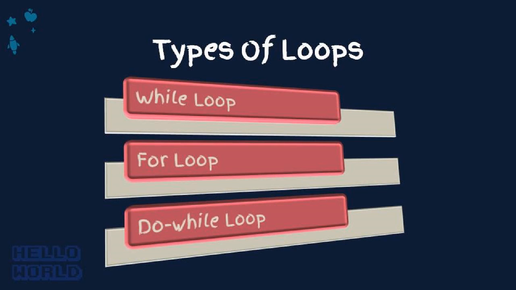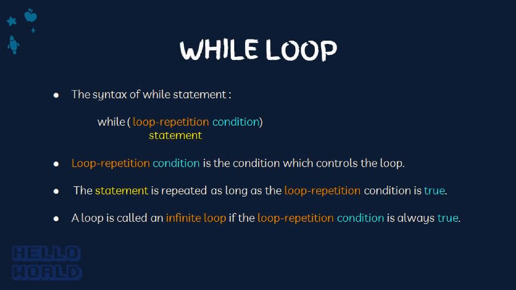Types of loops: while loop, for loop, and do while loop. The syntax of a while statement is while, and in brackets, loop repetition condition, then statement. Loop repetition condition is the condition which controls the loop. The statement is repeated as long as the loop repetition condition is true. A loop is called an infinite loop if the loop repetition condition is always true.